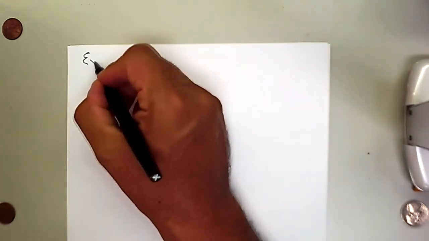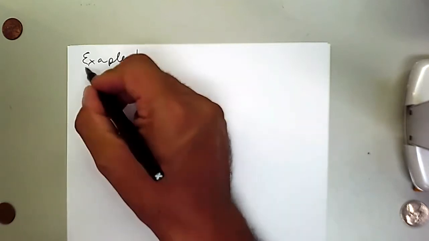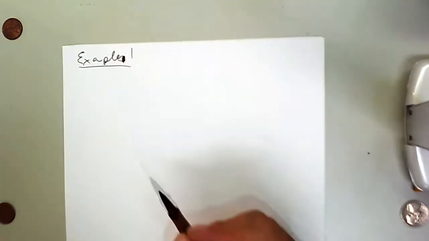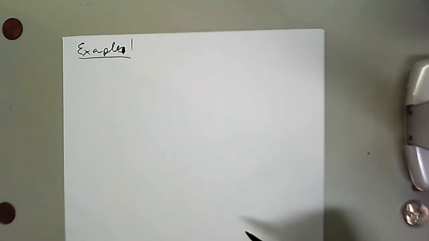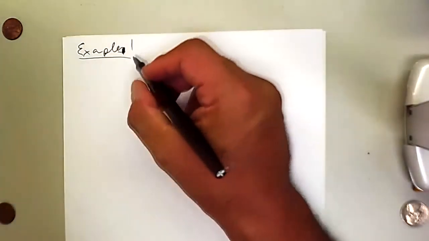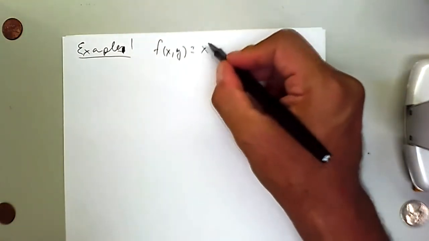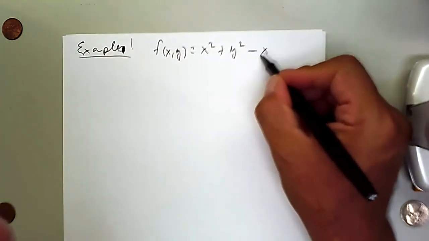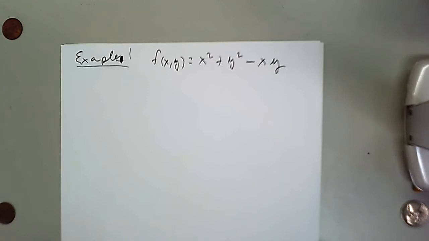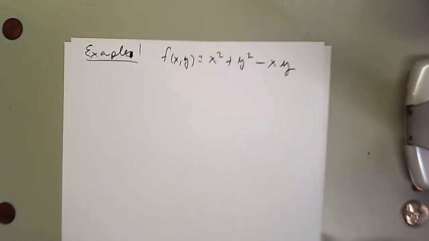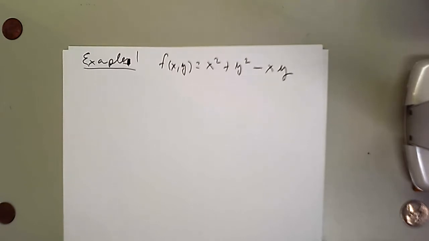All right, let's do some examples. I think it's fascinating to be able to find maximums and minimums in 3 dimensions. Example 1. We're going to start out with f of x, y equals x squared plus y squared minus xy. So we want to know whether we have a maximum or a minimum, or what the deal is about this function.